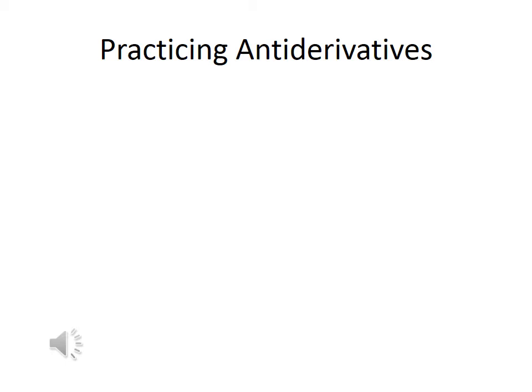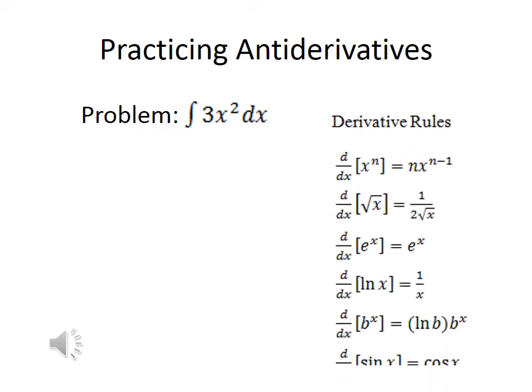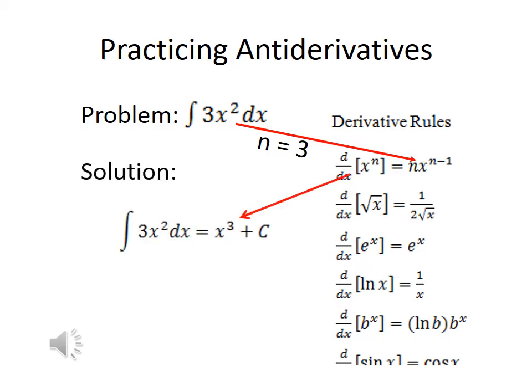Our first problem is, find the antiderivative of 3x squared dx. And our solution is to scan down the list of derivative rules, looking for an exact match to our integrand. Oh look, the first one is an exact match with n equals 3. As soon as we have found an exact match, we can then write our solution. The antiderivative of 3x squared dx is x cubed plus c.